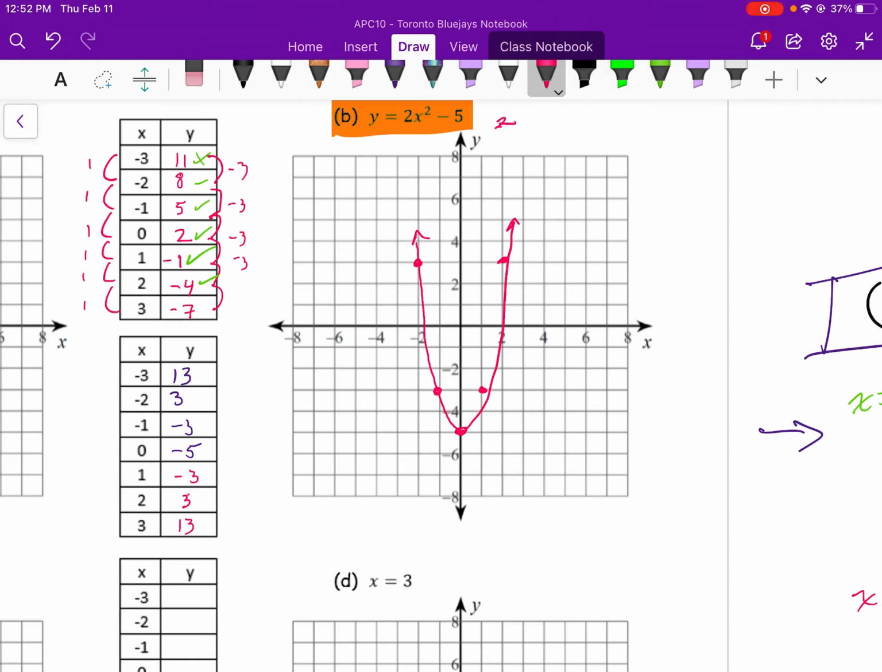Reason number two, as x increases by 1, the y decreased in this first example by 10, and then it decreased by 6, and then it decreased by 2, and then it increased by 2, and then it increased by 6, and then it increased by 10. So the change in the y isn't constant. That's how we can tell by the table of values.